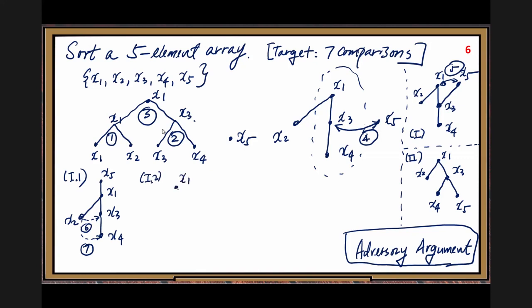x1 greater, x5 next, x3, x4, x2 here. Now, we want to put x2 in place. How do you do the comparison? You only have 2 comparisons to use. Compare with x3, the one in the middle.